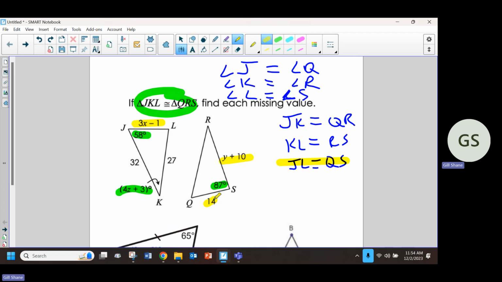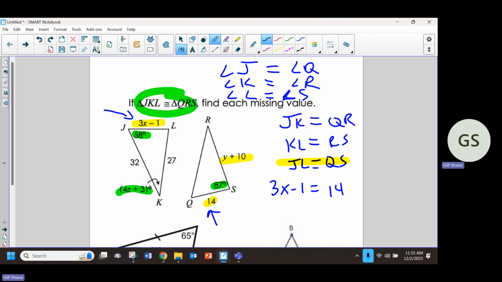So if I know the length of JL, I don't know the number yet. I mean, I do kind of know the number now. Now I know, okay, if JL is 3x subtract 1, that's the length of it. Whatever expression is by that side is the length of that side. I know it has to equal QS, so I'm just looking at what's right above this. And I know QS is 14. Again, tells me right here, QS is 14. Tells me right there, JL is 3x subtract 1.